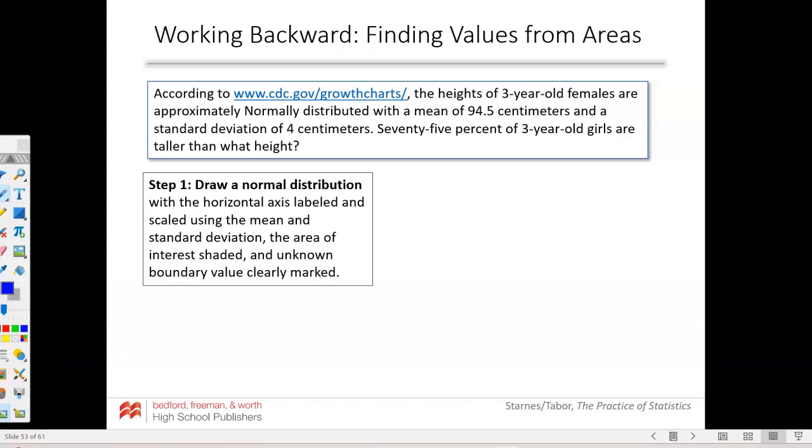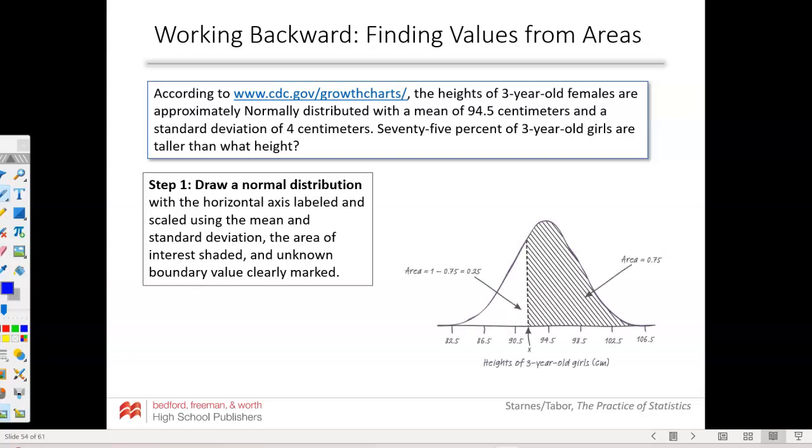Okay, so here's a problem. The heights of 3-year-old females are approximately normally distributed with a mean of 94.5 centimeters and a standard deviation of 4. Okay, so go ahead and just draw your curve. Just draw your normal distribution. And it says 75% of 3-year-olds are taller than what height.